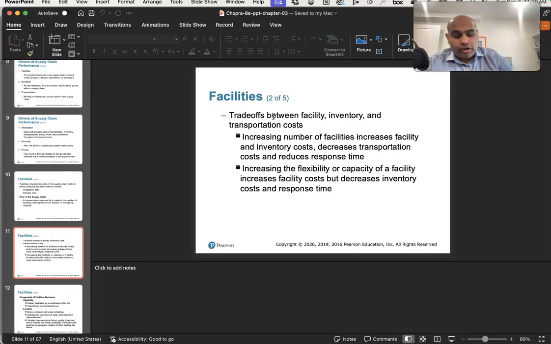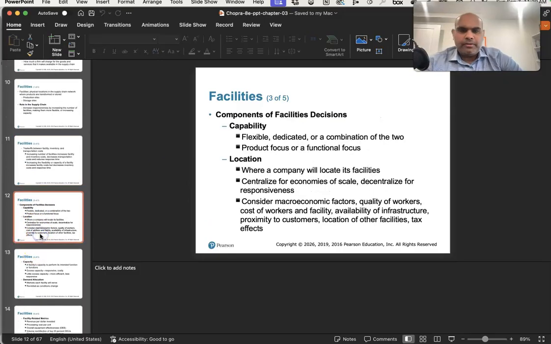So if you have a large number of facilities, you're going to hold a large amount of inventory, right? And your transportation costs are also going to increase. So increasing number of facilities increases facility and inventory costs, but decreases transportation costs and reduces response time. And this is because now you can have, say, distribution centers closer to customers, so you can get final product to your customers much faster, right? At the same time, increasing flexibility or capacity of a facility increases the facility cost, but decreases the inventory cost and response time. So there's always this three dimensional trade-off that's going on, right?